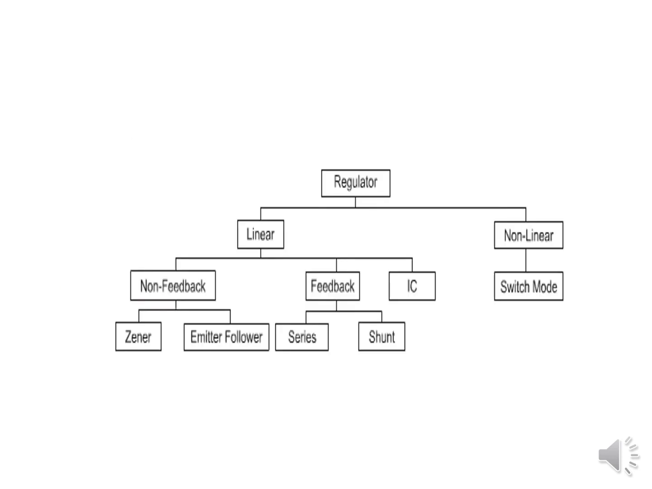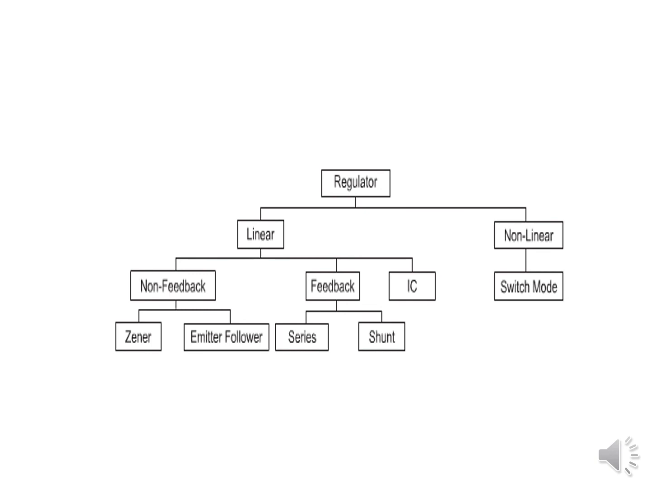And regulators are found in two types: linear and non-linear. In linear, you will find non-feedback, feedback and IC circuits. Non-linear is the switched mode. Non-feedback means it is based on the Zener as well as the emitter follower. Feedback is given to the series and the shunt types. So this classification is based on the types of regulators: linear and non-linear, non-feedback and feedback and IC for the linear, and switched mode for non-linear.